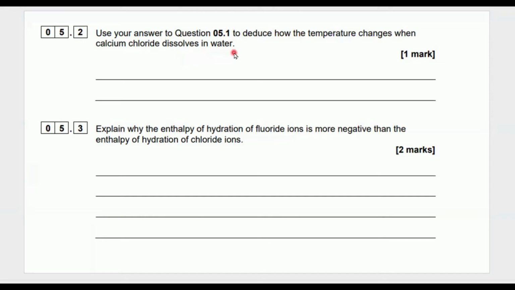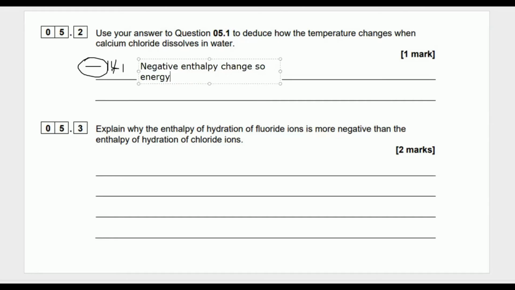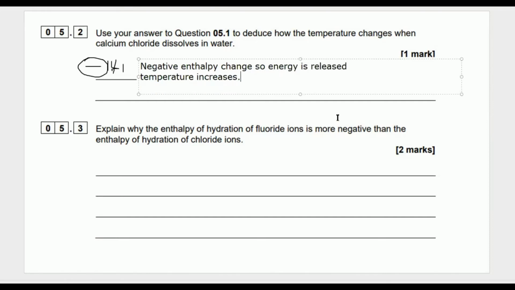This is 5.2. Use your answer to question 5.1 to deduce how the temperature changes when calcium chloride dissolves in water. So what did we learn about that enthalpy of solution, which is the energy when we dissolve calcium chloride? What we learned is that it's minus 141 kilojoules per mole. What does the minus tell you? That tells you it's an exothermic reaction. That negative enthalpy change tells you it's exothermic. That means energy is released. So what's that going to do to the temperature? That's right, it's going to increase the temperature. The energy release will increase the temperature of the solution. So we'd expect a temperature rise. And there you go. That's your mark.